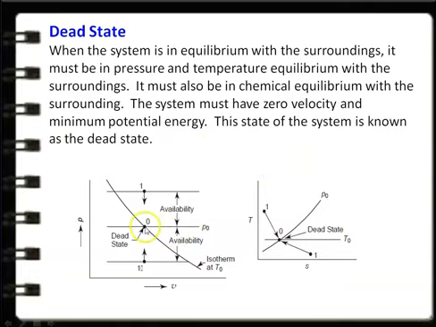Normally we mention P0 and T0 as the pressure and temperature of the dead state, or the surrounding pressure and temperature, in all our calculations. So subscript 0 refers to the dead state, or the surrounding temperature and surrounding pressure.